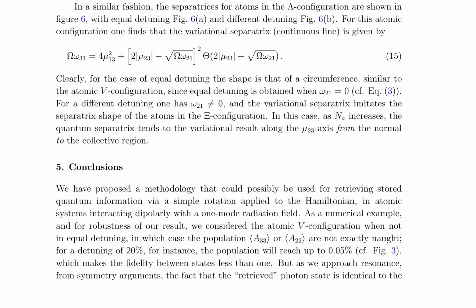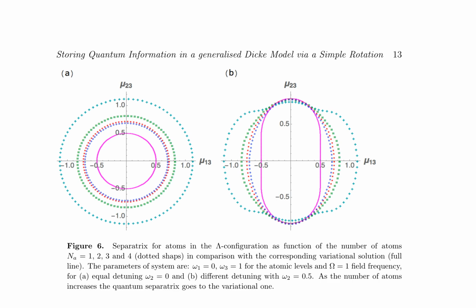The atomic lambda configuration is also studied, where the variational separatrix is given by a specific equation involving the detuning and the dipolar coupling strength. The shape of this separatrix is that of a circumference for equal detuning, and it imitates the shape of the atomic V configuration for different detuning. This research presents a new approach to retrieving quantum information, demonstrating its feasibility in various atomic configurations under different detuning conditions. The storage of quantum information in a generalized Dicke model is discussed using a simple rotation.